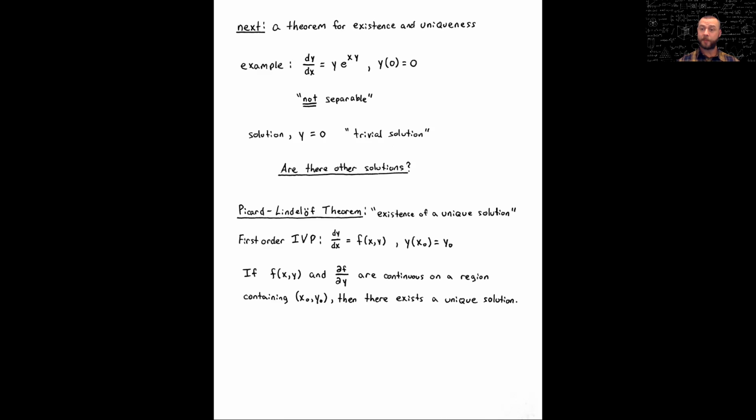So for this theorem to apply, we're trying to solve a first-order initial value problem. So we have the differential equation and initial condition. And the conditions that the function and differential equation have to satisfy are that if the function and its first-order partial derivative with respect to y, if both of those are continuous on some region containing the initial condition, then there exists a unique solution.